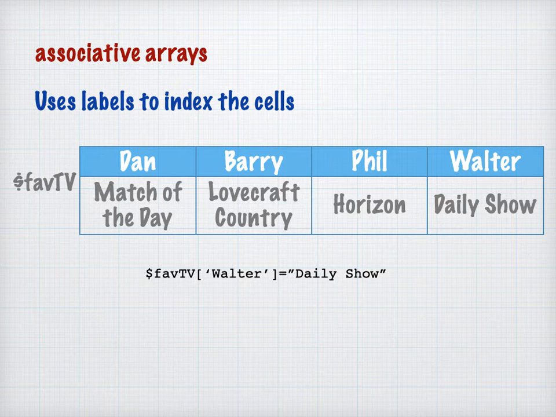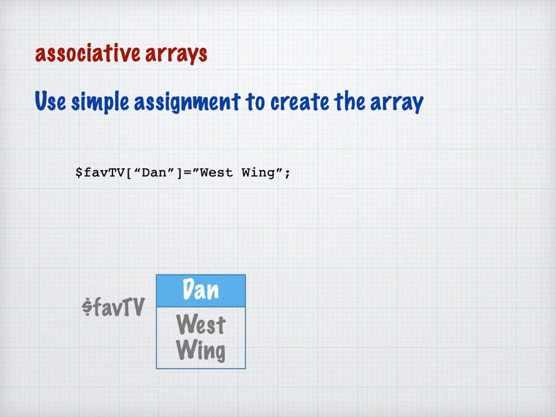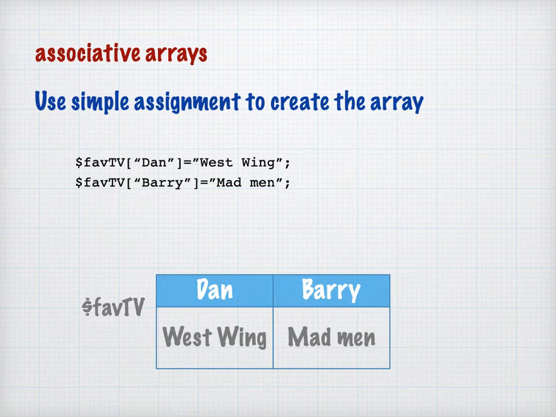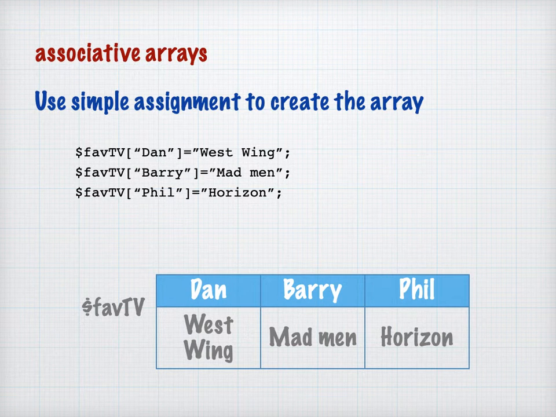So carrying that analogy on, how do we actually create these? Well, you can just write a line down. You could go favTV Dan equals West Ring, and PHP will process that and go, oh yes, this is an instruction to create an associative array because it doesn't already exist, and it will just create that array with the name favTV, with that label and with that content. And we could carry on adding items just like that.